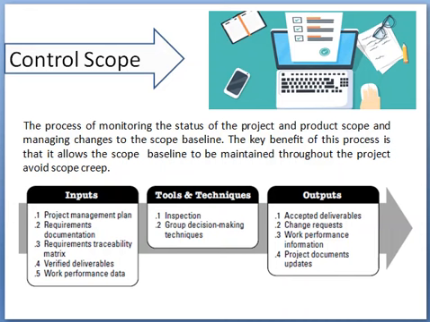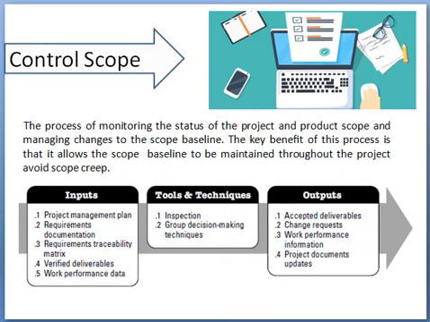Now we come to the next topic, that is control scope. It is the process of monitoring the status of the project and the product scope and managing changes to the scope baseline. The key benefit of this process is that it allows the scope baseline to be maintained throughout the project and avoids scope creep.